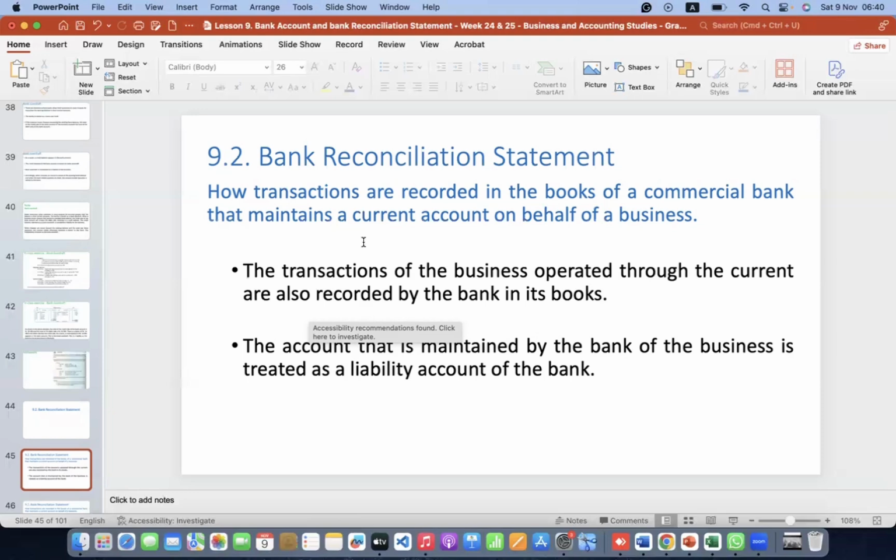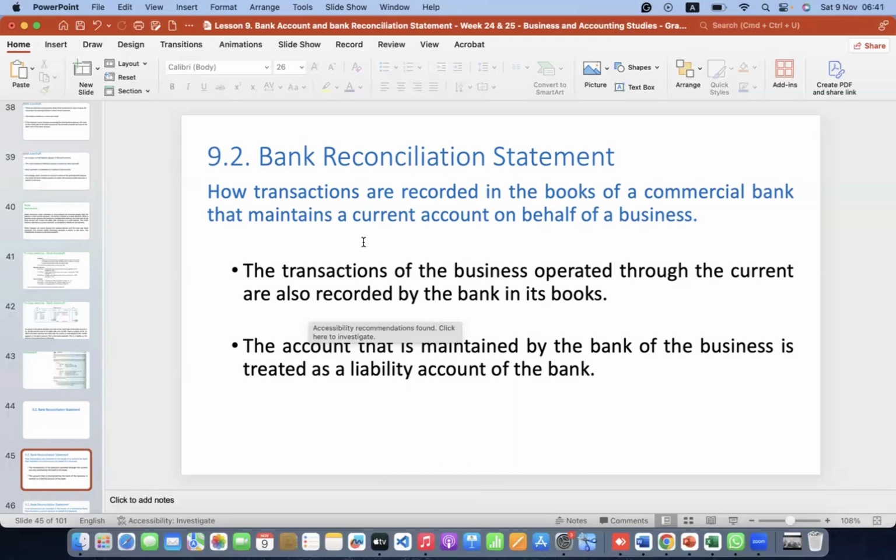We are first going to look at how a bank records things. Earlier we learned how a business is recording its bank transactions, no? On the other hand, the commercial bank is having the businessman's account, so we have to look at how they record as well. The transactions of a business operated through a current account are also recorded by the bank in its books.